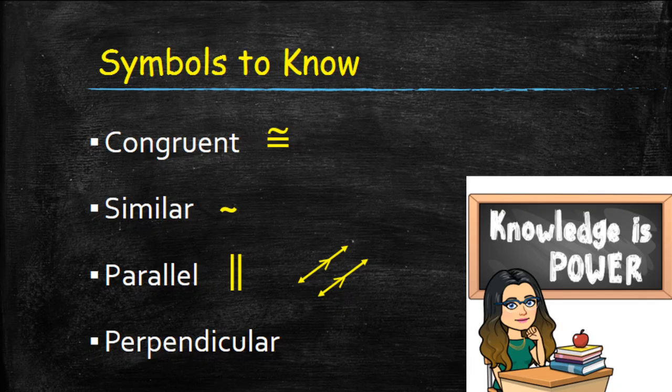Perpendicular, meaning that they intersect and make a right angle. Looks like an upside down T if you put it between the segment or line names. You also may see a box in your angle to indicate that when it intersects there, it is a 90-degree angle.